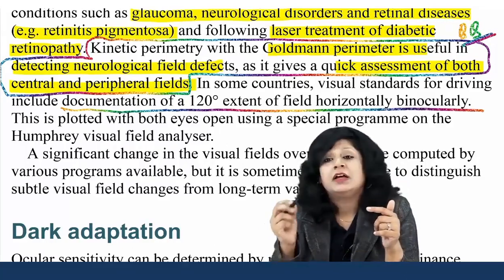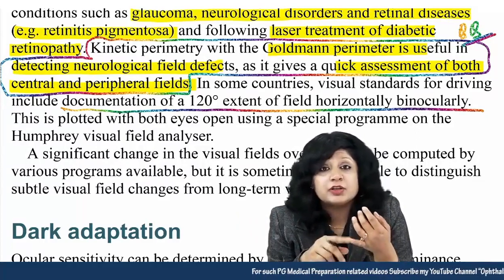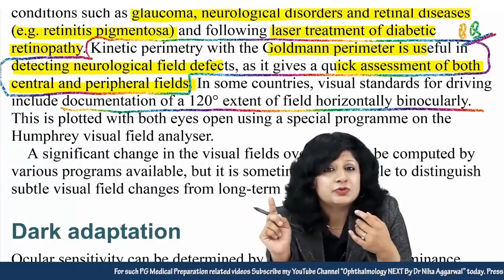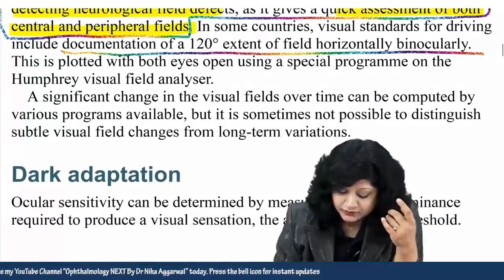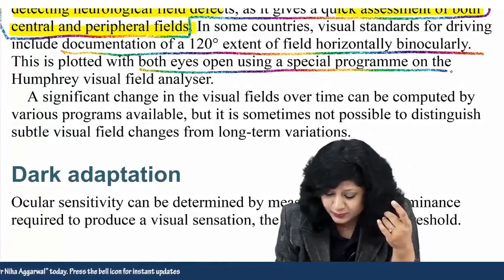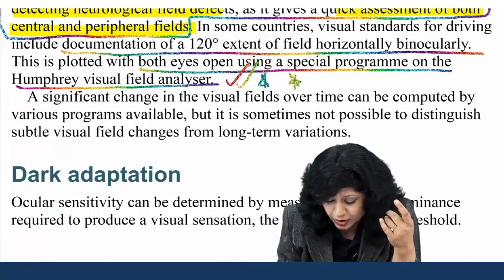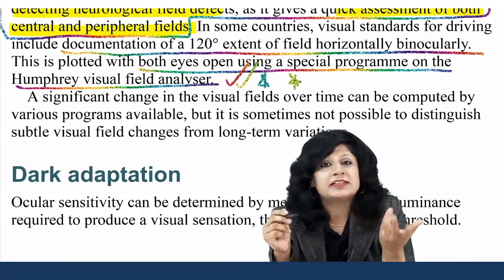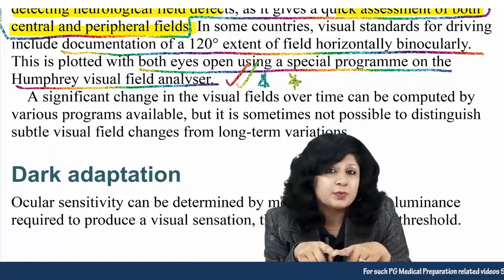In some countries, the visual standard for driving includes the documentation of a 120-degree extent. So even some of the advanced countries are asking for the central 120 degrees of the visual field when you are asking for the driving license. This is plotted with both the eyes open using a special program on the Humphrey field analyzer. Now this is again important, because I think this is one of the exceptions where you are taking the visual field plot with both the eyes open.